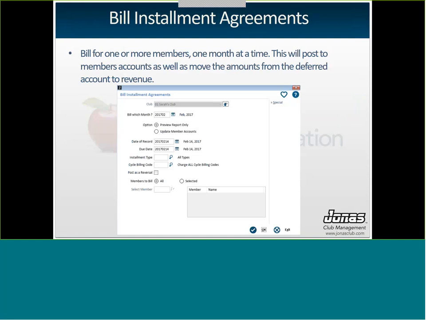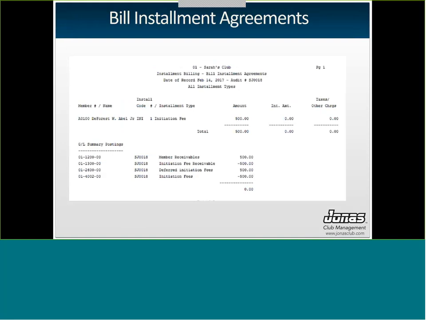This is where that really comes into play because you have to make sure you're choosing the correct month to bill. This posts the charge to the member's account so they can see it on their statement, and it makes those journal entry postings to take it off of your balance sheet and put it into, of course, your members' receivables as well as your income accounts. You can bill by installment type, you can bill by cycle billing, you can bill by member, and you can also just do all agreement types at one time if you'd like.